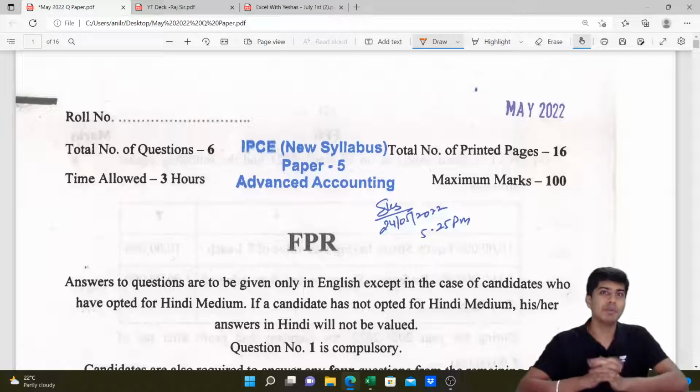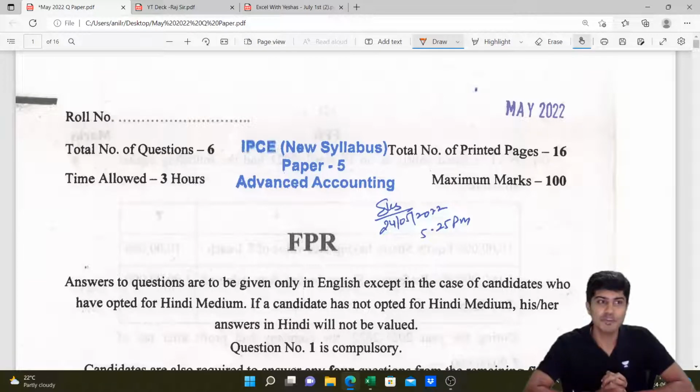So welcome back to part 3 or lecture 3 of our CA Intermediate Advanced Accounting May 2022 suggested answers discussion. In the first part, we solved question number 1 and 2. The second part, we solved the question number 3 and 4. And this is the last part wherein we will be discussing the solutions to question number 5 and 6.